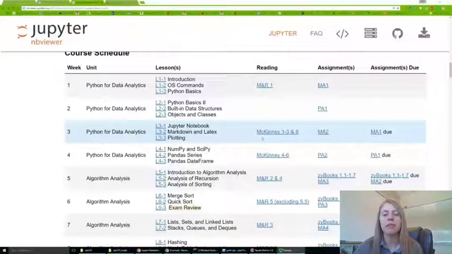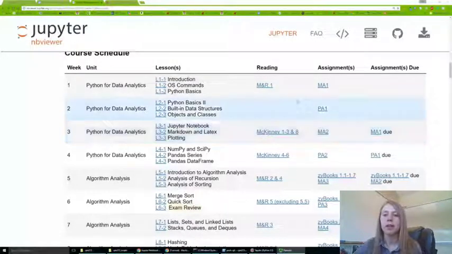Now, the reading for this week is in the optional textbook Python for Data Analysis by Wes McKinney. This book is not required, but I highly recommend getting your hands on a copy and reading through these chapters. We'll also be referencing some chapters next week when we talk about some of the numerical libraries and data analysis libraries available in Python, NumPy, SciPy, and Pandas.